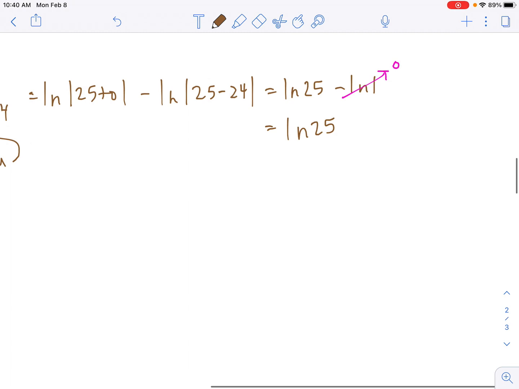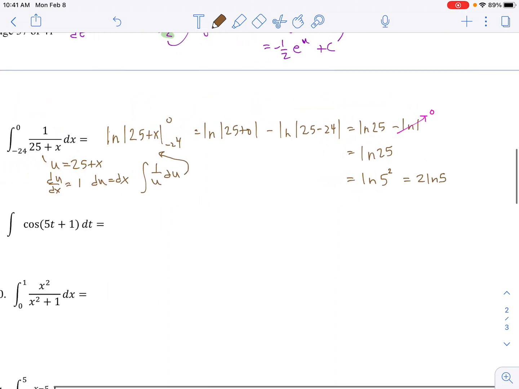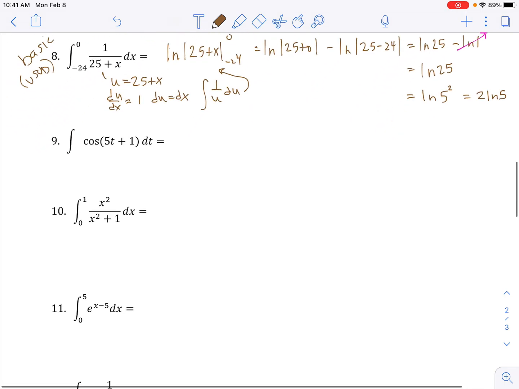Now, just to give you some alternative forms of the answer, that's also the natural log of 5 squared, which means it can be written as 2 natural log of 5. So don't forget about those logarithmic properties that come into play here.